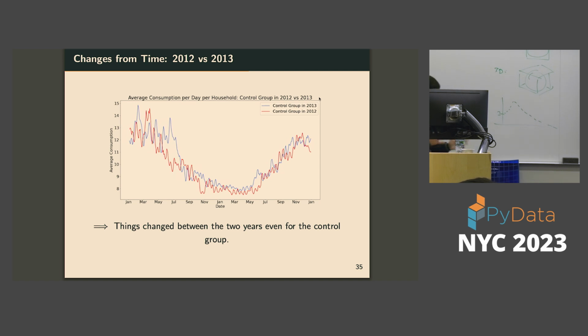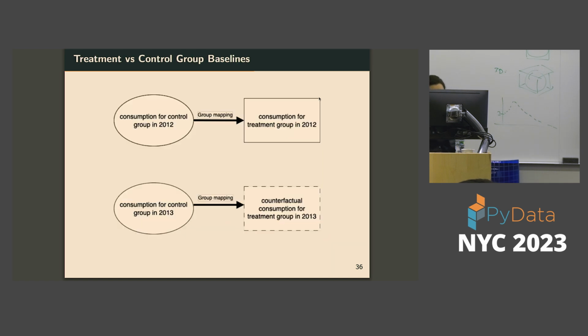So we've talked about two things. We've talked about the fact that the groups are not balanced. They do not have the same baseline behavior. And we've also talked about the fact that there's a change between the two years. And so this is going to give us two paths forward for estimating the counterfactual consumption.